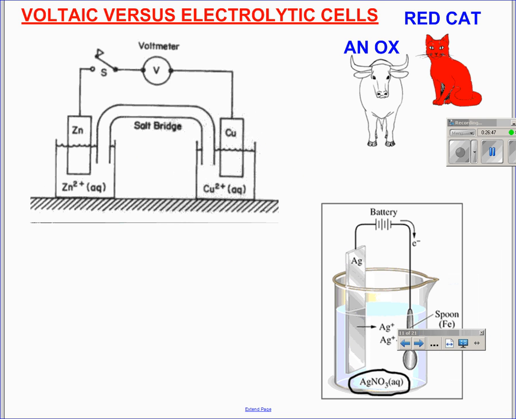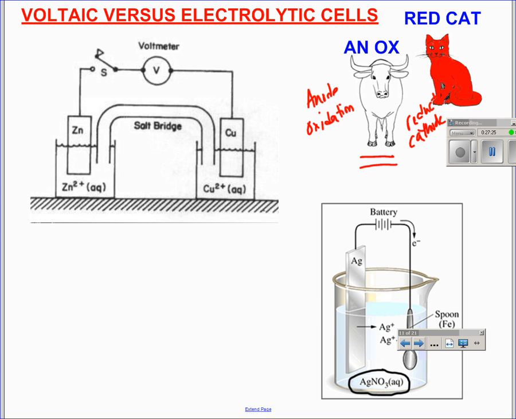Okay, voltaic versus electrolytic cells. We're going to do this really quick, but some very important things you need to remember. For both of them, you have to remember AN OX, RED CAT: oxidation happens at the anode. Anode, oxidation. And at the cathode, reduction occurs. Always, any kind of cell, reduction, cathode, whether it's electrolytic or voltaic.